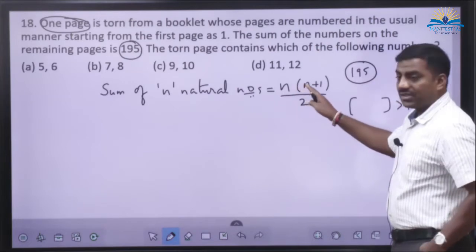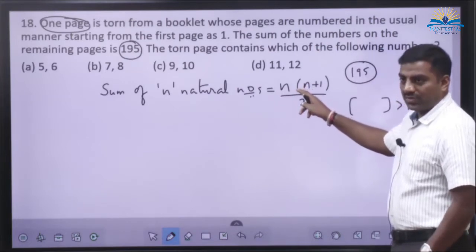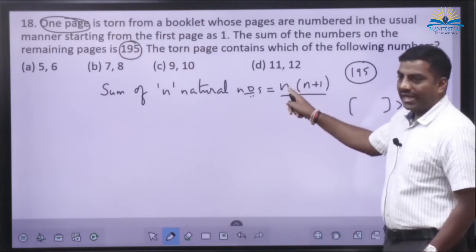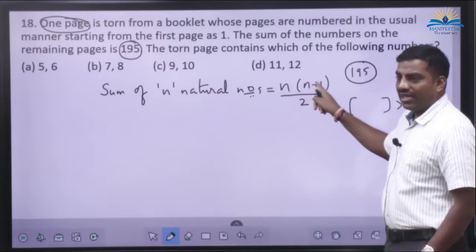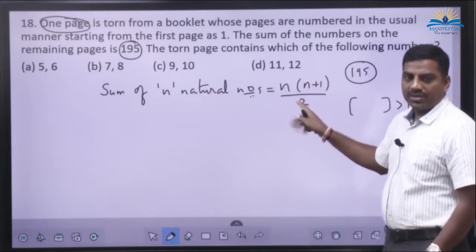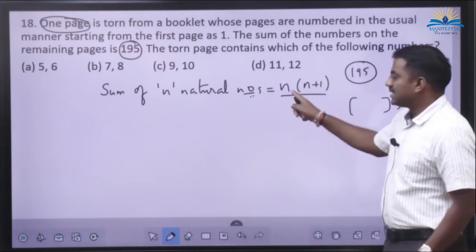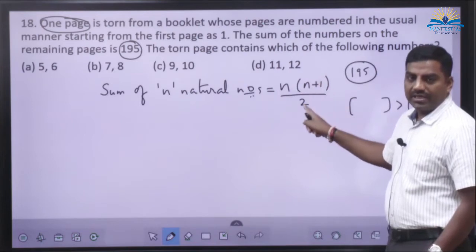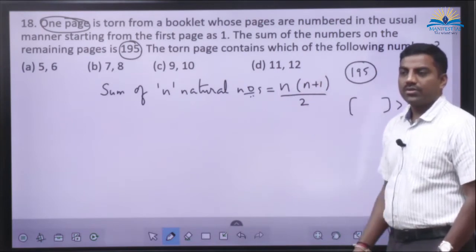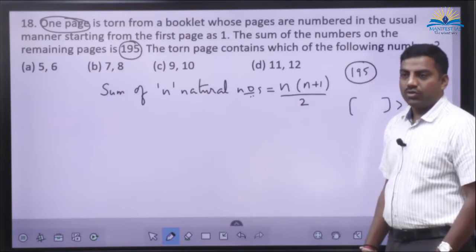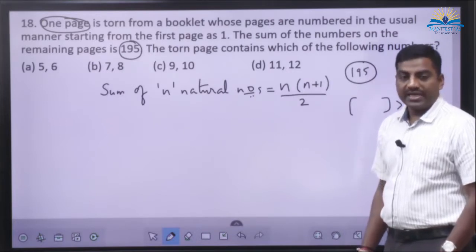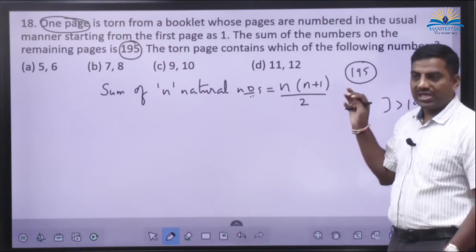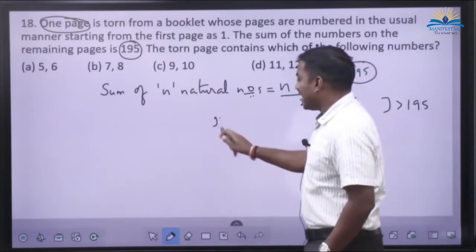If the n value assumes, let's say, 10, then 10 into 11 divided by 2, how much will it be? 55. Let's say n is 20. 20 into 21 divided by 2, what will it be? 210. Correct? 210. That is more than 195. So this is again trial and error only.